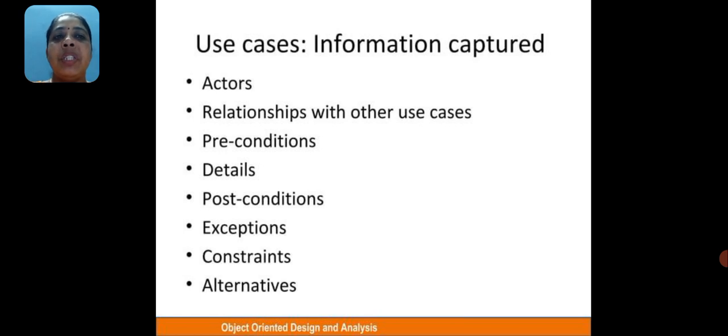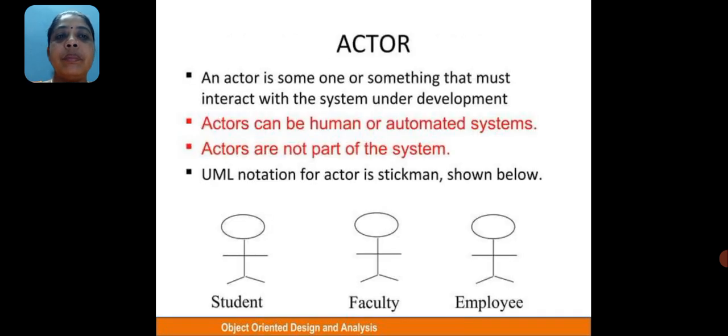Use case information captured: these are the relationships we have to maintain while making the use case diagram. Actor, relationships with other cases, preconditions, details, postconditions, expectations, constraints, and alternate methods. What are the constraints required for analyzing the data? What are the exceptions we have to neglect, and what are the exceptions we have to face? All of these we have to clearly define in the diagram.